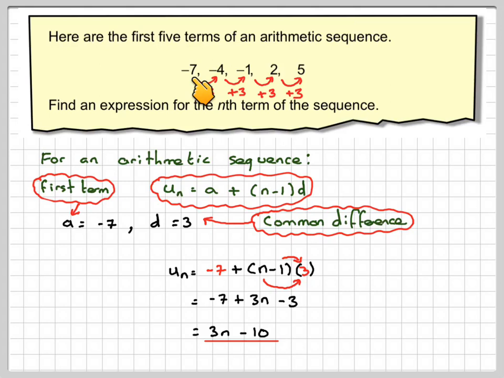Here n is 1, 3 times 1 is 3, 3 take away 10 gives me -7. So this has been a video to show you how to find the nth term of an arithmetic sequence.